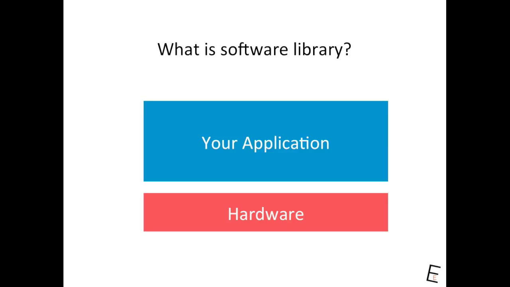When you write a software application, what you're doing is basically writing a set of code that's going to control your hardware. What you're doing is providing a set of instructions for your computer hardware to perform. That's what your software application is.